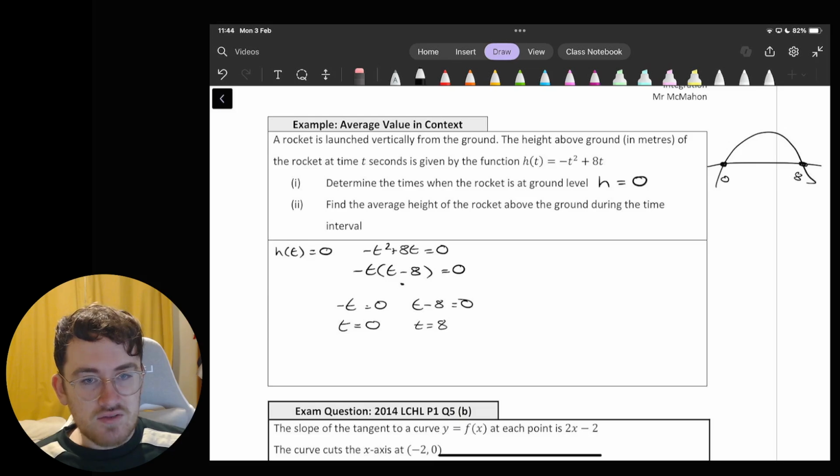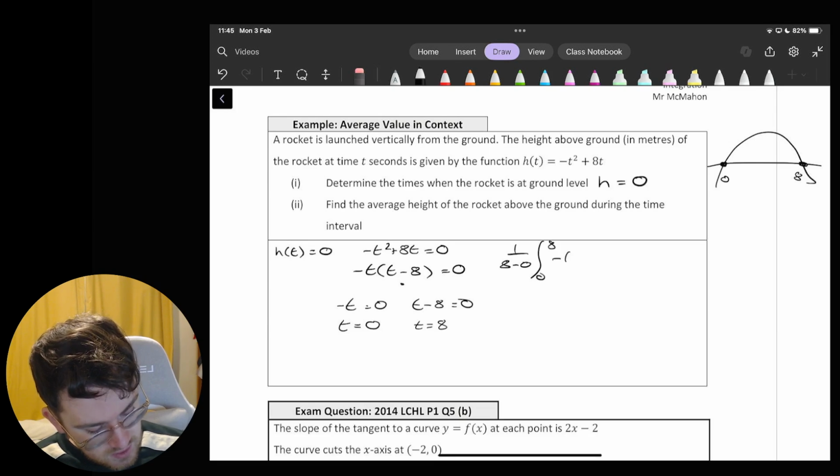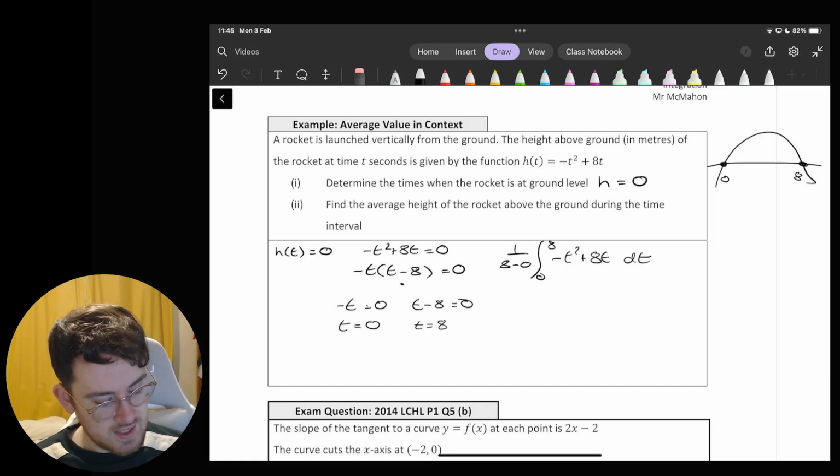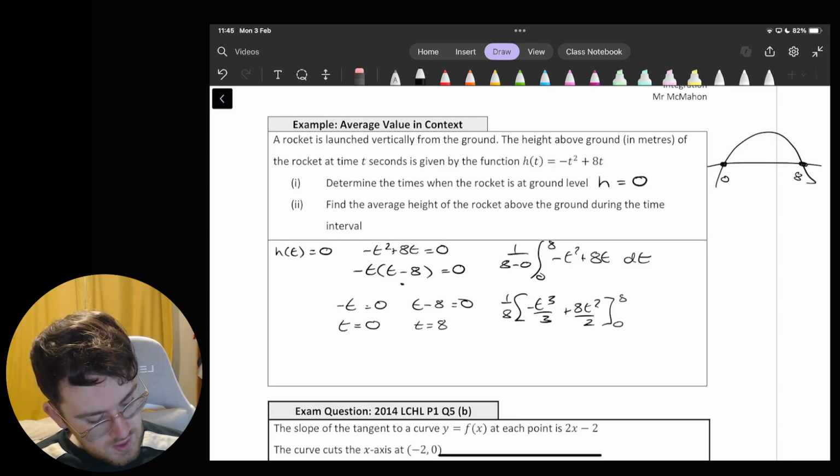Find the average height of the rocket above the ground during that time interval. So that's 1 over 8 minus 0, integral from 0 to 8 of minus t squared plus 8t dt this time, because t again is our variable. 1 over 8 times minus t cubed over 3 plus 8t squared over 2, which of course would just be 4t squared, from 0 to 8.